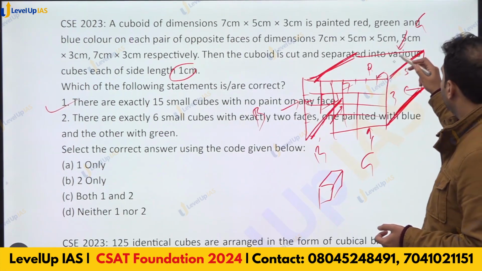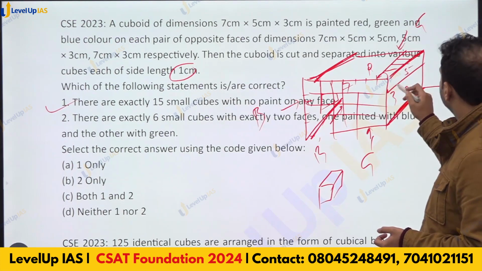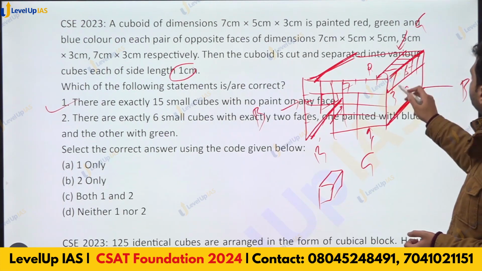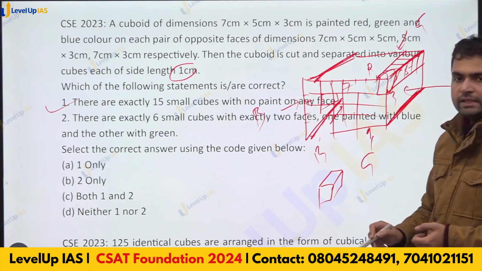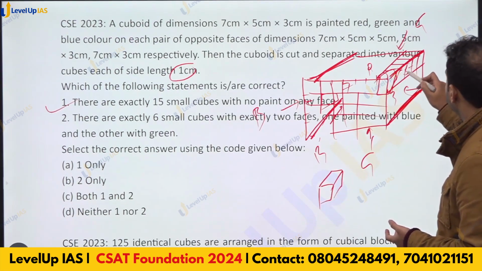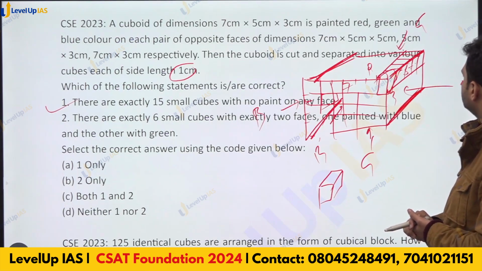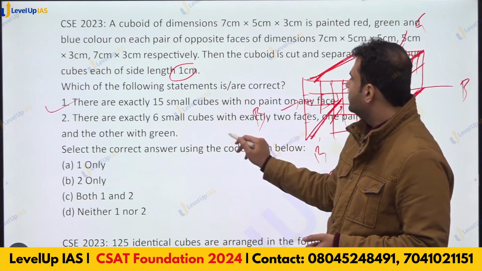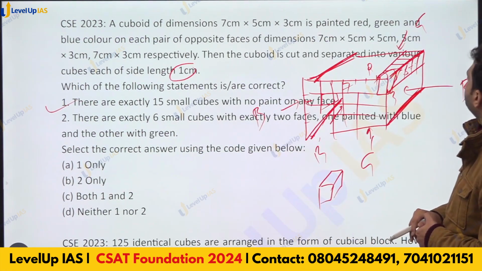Here we have this line, and here we have this line. These are 5 cubes. This is the corner cube, which is useless because it has 3 faces painted. We want 2 faces painted. So this is 1, 2, and 3, 3 on this side. So there are 6 smaller cubes with exactly 2 faces, one painted with blue, another painted with green.